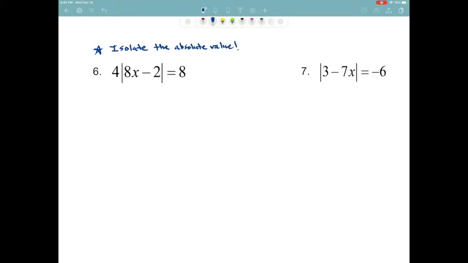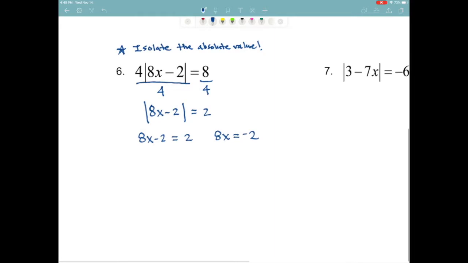We have 4 times the absolute value of 8x minus 2, and that equals 8. So to get this by itself, we're going to go ahead and divide each side by 4. We now have the absolute value of 8x minus 2 is equal to 2. And just like on those earlier problems and from the first part of the notes, we're going to take out what's on the inside and set it equal to 2. And we're going to set it equal to negative 2. Those are the two values that are 2 units from 0.